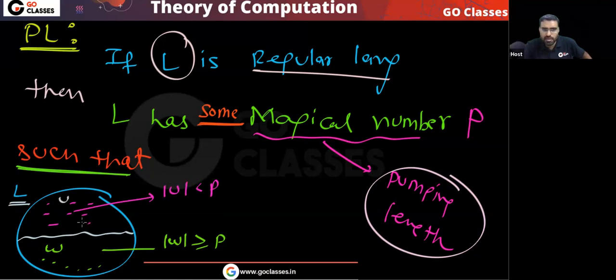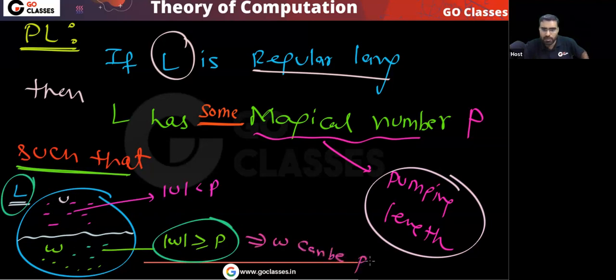Is this point clear? So in this language L, those strings whose length is greater than or equal to P, these strings can be pumped. W can be pumped. This is your pumping lemma. That's it. But now we need to study what this means. W can be pumped. What does this mean? This is what we need to study. But other than this, is everything clear? Please tell me.